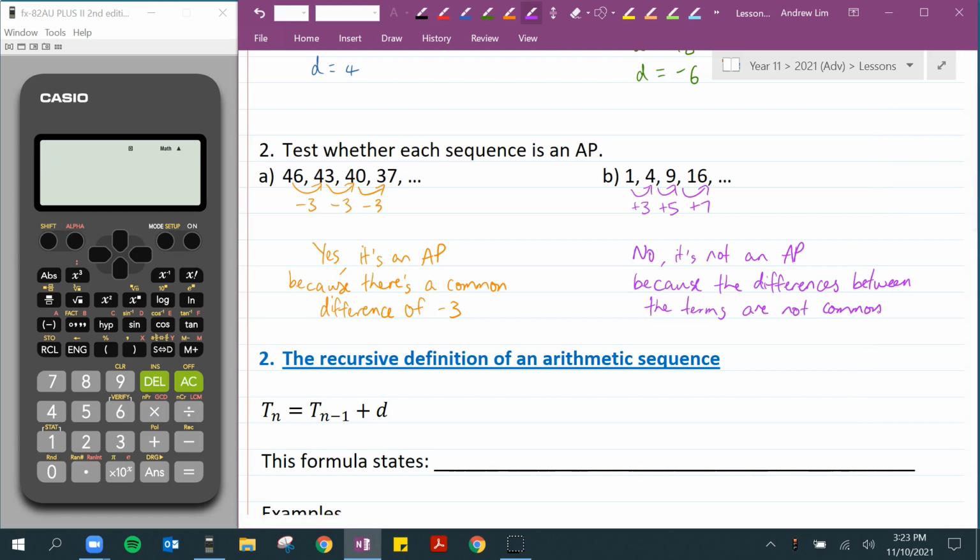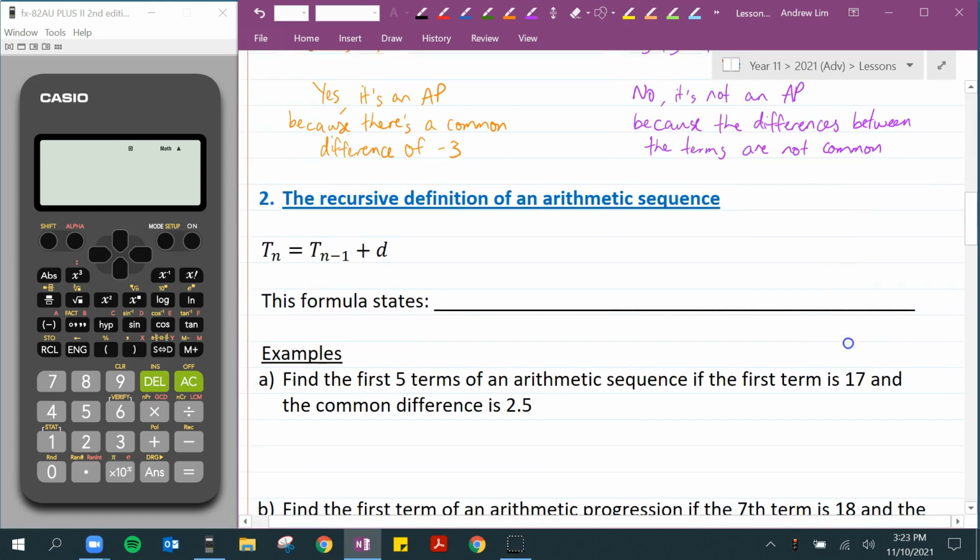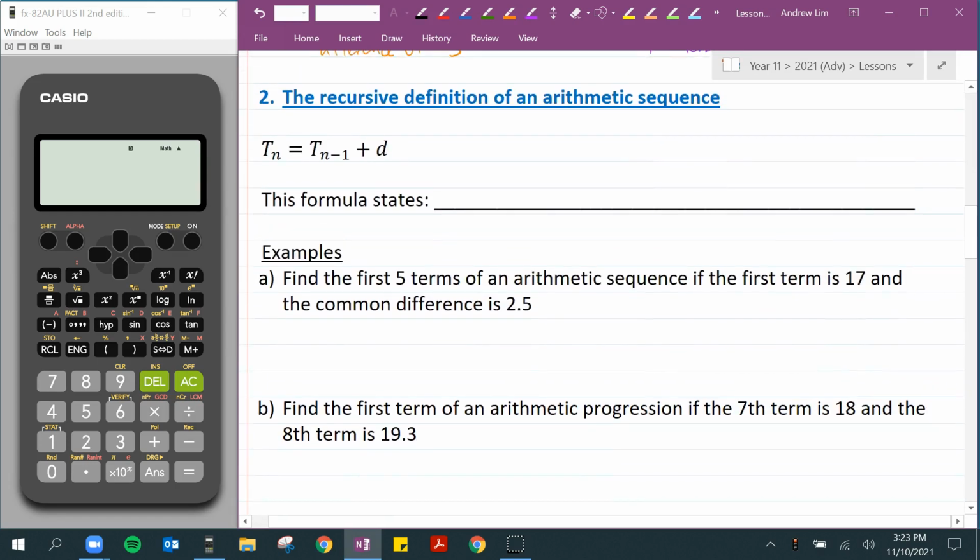Alright, let's have a look at the recursive definition of an AP. So the nth term is equal to t sub n minus 1 plus d. Well, what does this mean? This formula states that the nth term is equal to the previous term plus the common difference.